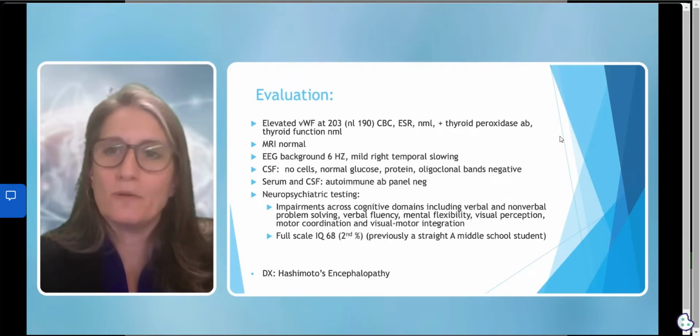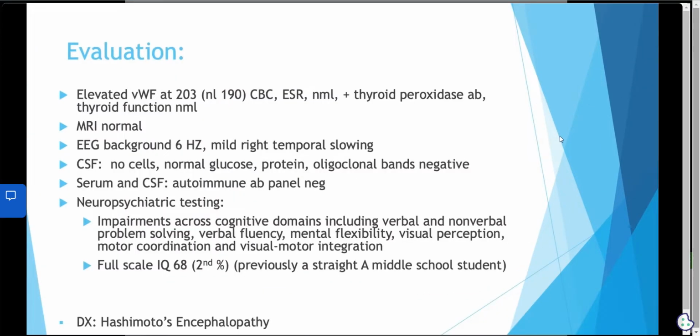and normal serum and CSF autoimmune antibody testing. His neuropsych testing, though, was really profound, with impairments across all cognitive domains, including verbal and nonverbal problem solving, verbal fluency, mental flexibility, visual spatial, motor coordination, and visual motor integration. His full scale IQ was 68, or the second percentile, and this is a 13-year-old who had previously been a straight A student. Really pretty dramatic changes.